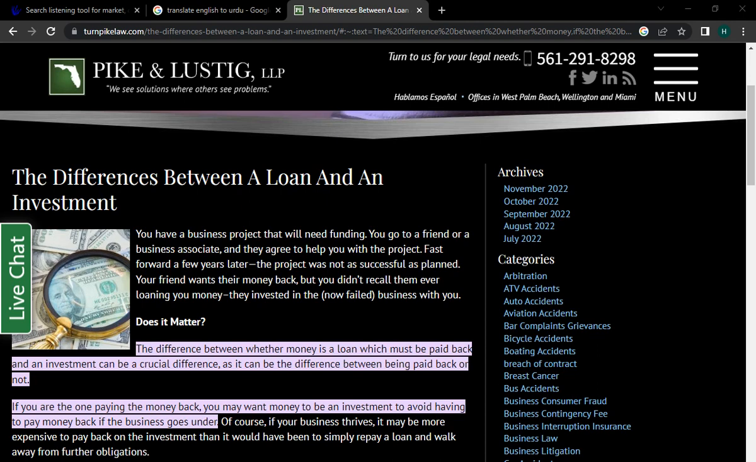Either way, you may not get a choice. The money is a loan or an investment, and you cannot decide later on which one you want it to be based on which is better for you. How can you tell the difference?